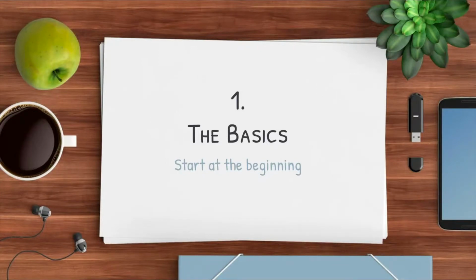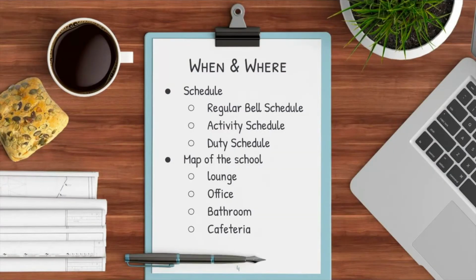So the basics, start at the beginning, when and where. Make sure that you include in your sub binder, your sub folder, your sub tub, whatever you use, the regular bell schedule and the activity schedule. So for pep rallies, or if you have an advisory period, make sure both of those schedules are in there because you will have absences where you have a sub that you are not planning for, and they need to have both of those schedules.